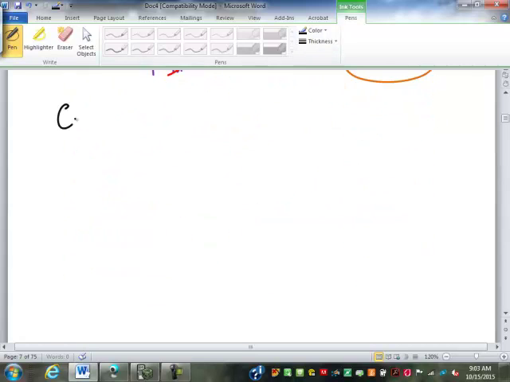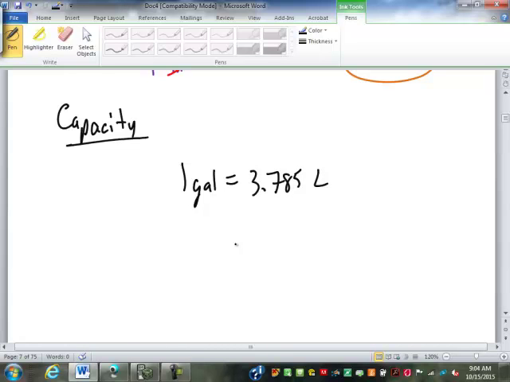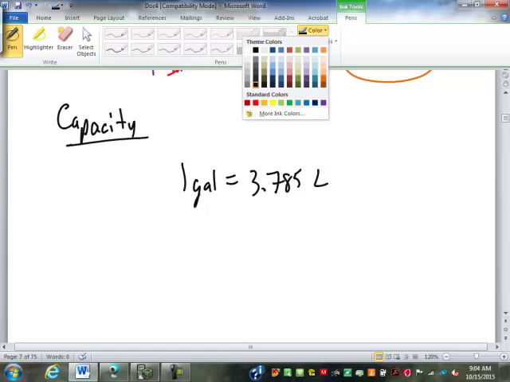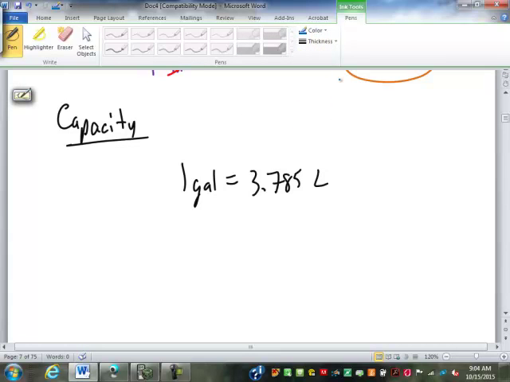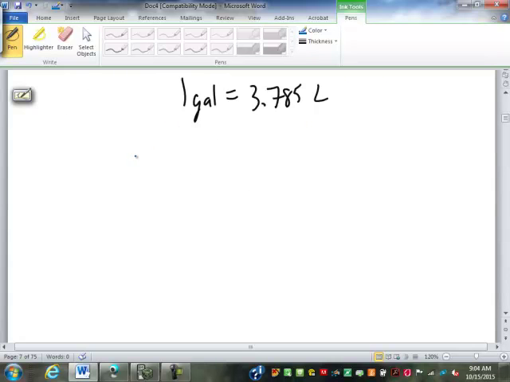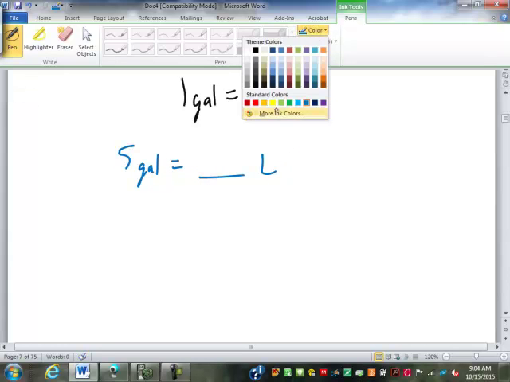For capacity, remember capacity in the standard system, we have gallons, and in the metric system, we have liters. The only one I memorize, the one that's the most precise, it seems like, is that 1 gallon is 3.785 liters. Now, some textbooks will just say 3.79, which is fine. So, let's say that you have a 5-gallon bucket. You want to know how many liters that is. That's a pretty direct conversion.